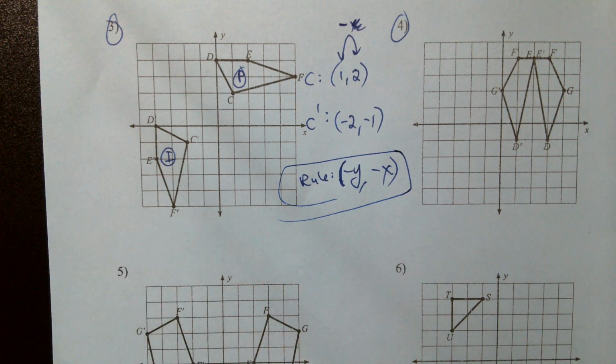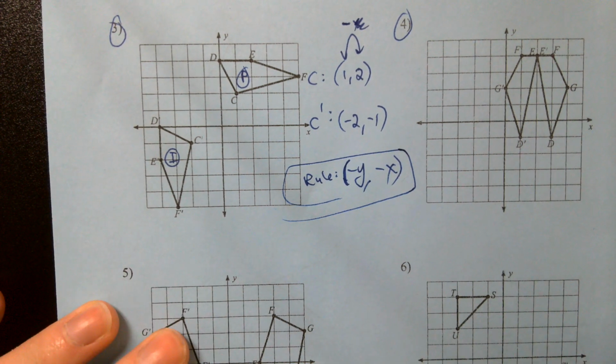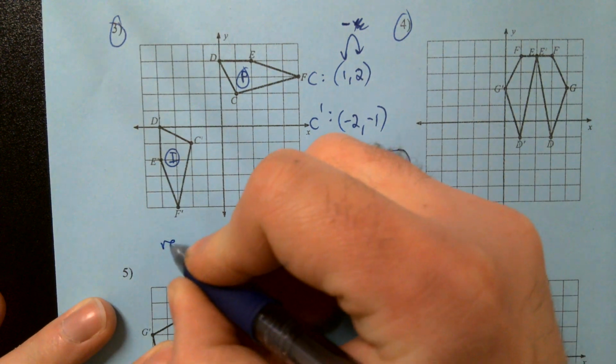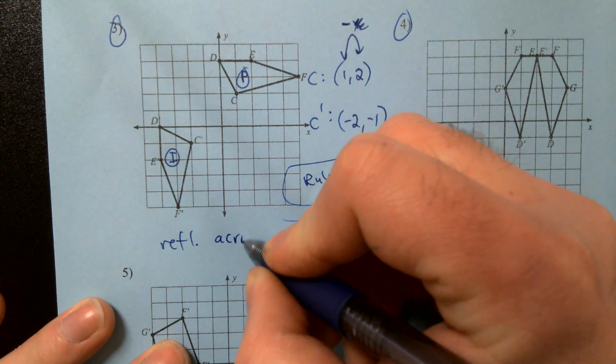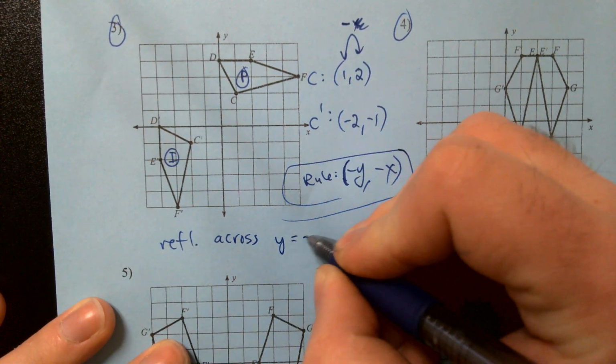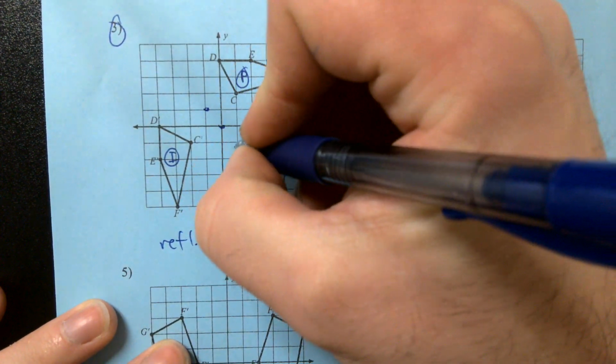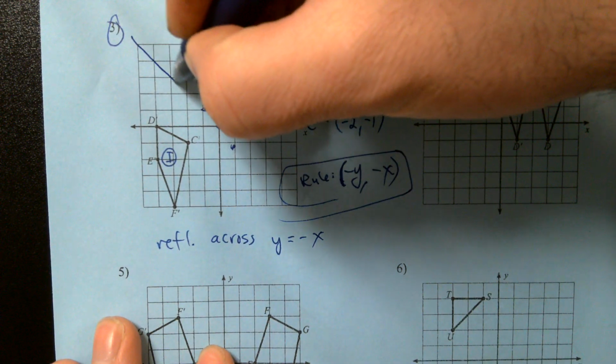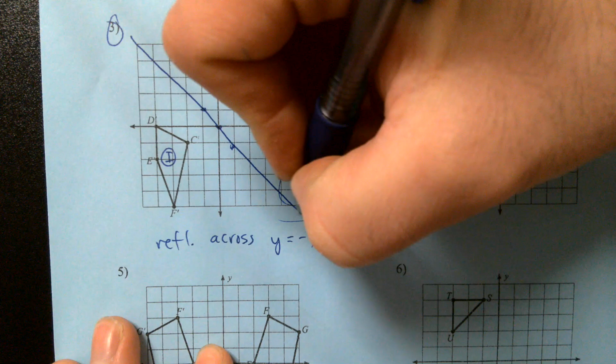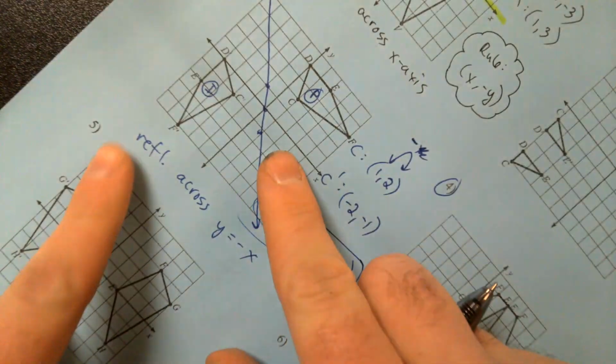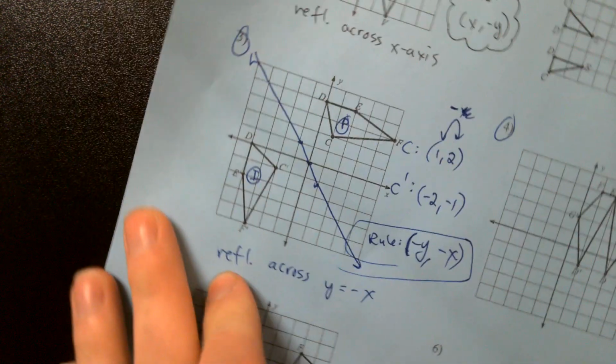Now, what line of reflection is associated with this rule? Yeah, Ava? Reflection across y equals negative x. That's right. Reflection across y equals negative x, which is this line right here. Does that look like my mirror line between my image and my pre-image? Yeah, absolutely. So we know that works out.